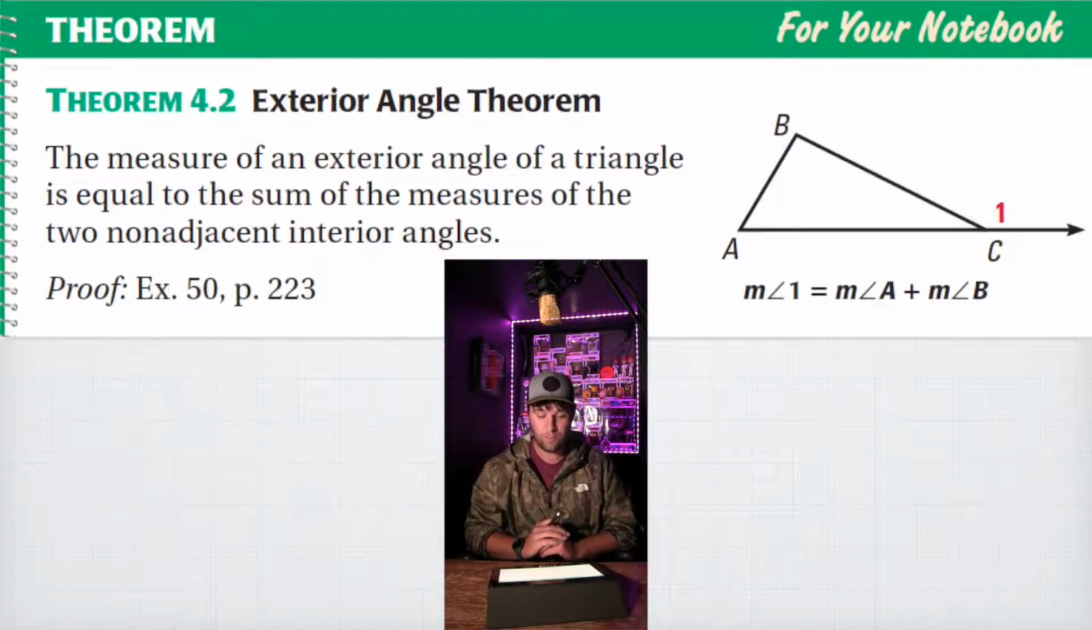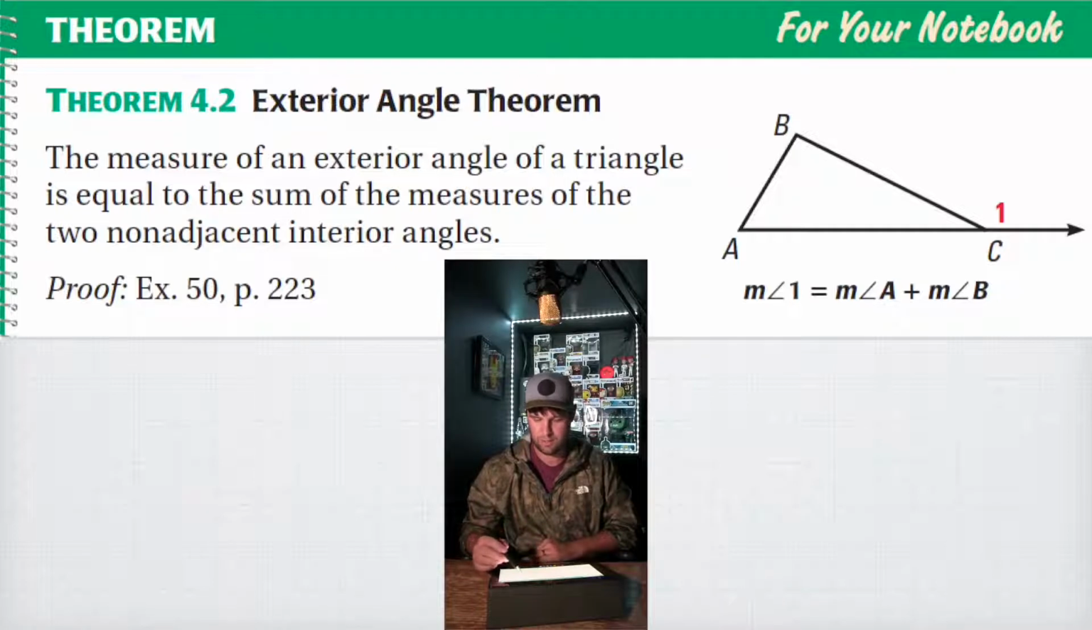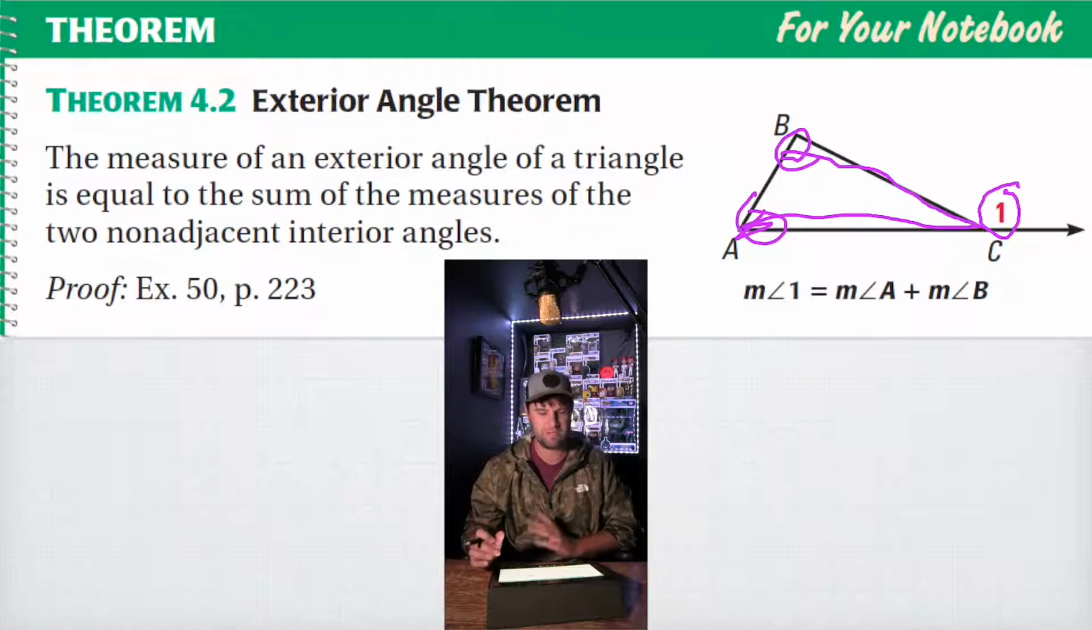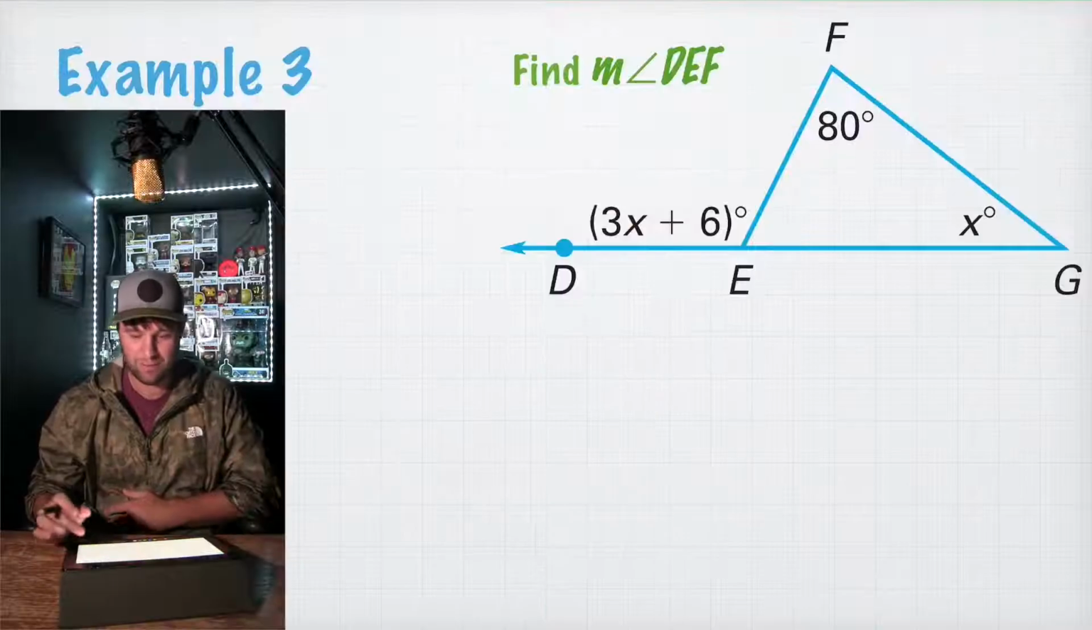So, theorem 4.2, exterior angle theorem. The measure of an exterior angle of a triangle is equal to the sum of the measures of the two non-adjacent interior angles. Okay? So the measure of angle 1, this exterior angle formed here, is equal to the measure of angle A plus the measure of angle B. Okay? So if you were to draw a circle around 1, the two angles that are opposite of it, or not touching it, add up to equal it. Okay? Hope that makes sense. We're actually going to do this in an example next, so let's just keep going.